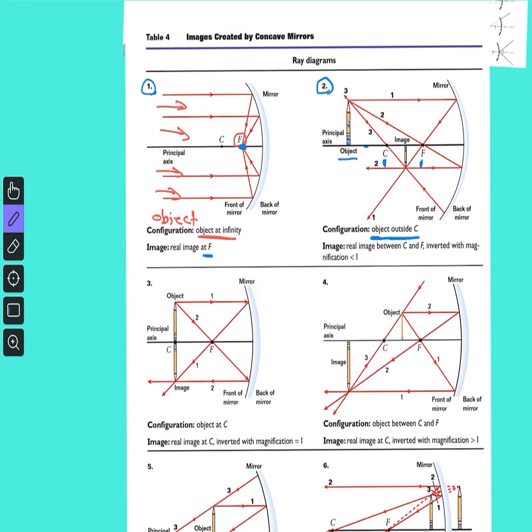That's the first. Second one, is the image inverted or not? Yes, it is inverted. It is upside down. Look, the object is upright, but this one is upside down. The image is upside down, guys. The image is between the center and the focal point, and it's inverted, or we can say upside down.